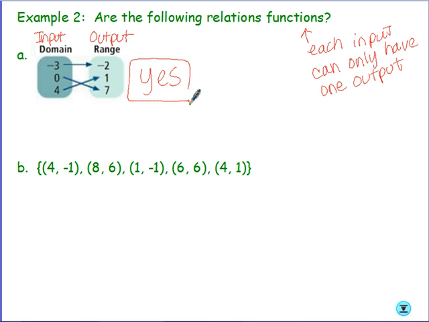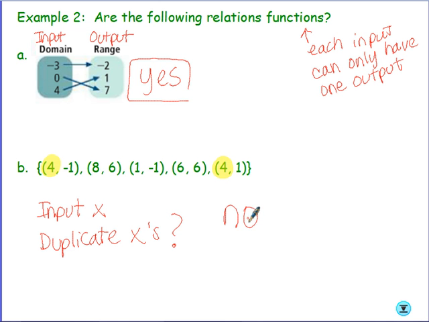Let's look at B. So the inputs, just to review, your inputs are your x's. So let's look at our x's. 4 is paired with -1. 8 is paired with 6. 1 is paired with -1. 6 is paired with 6, and 4 is paired with 1. Here's our question. Is there any duplicate x's? In other words, do you see an x value twice? And the answer to that is, yes, we do. Here's a 4, and there's another 4. That's a problem. What that means is the number 4 has 2 partners, and he cannot have 2 partners. So, is this relation a function? The answer to that is no.